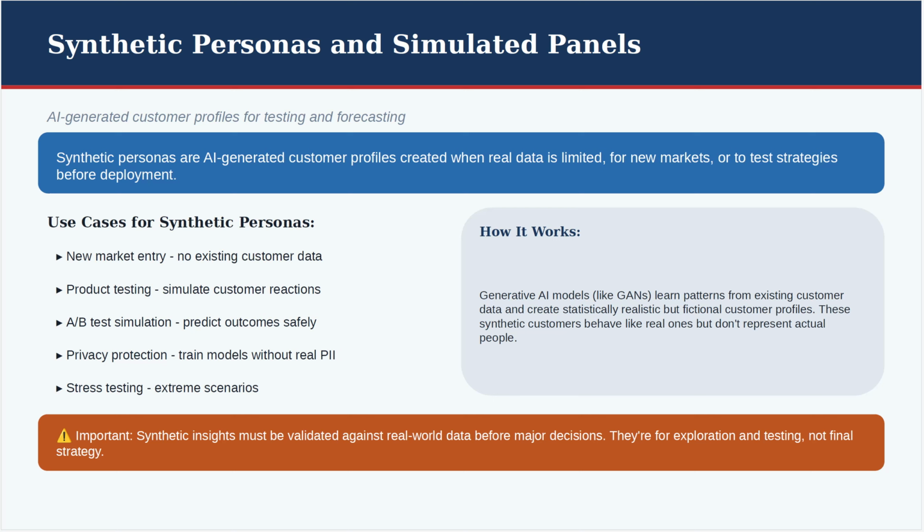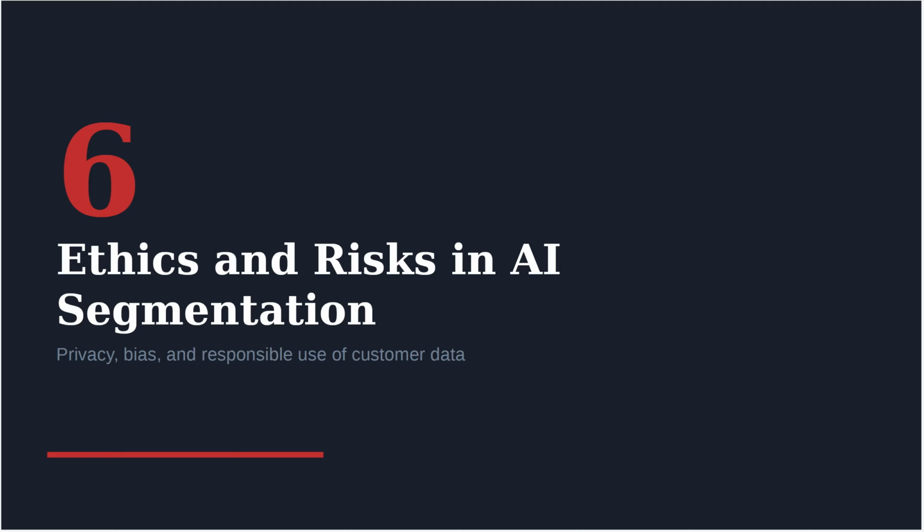So there are generative models like GANs, generative adversarial networks. They can create synthetic data. The generator creates fake data and the discriminator tries to spot fakes. They improve together. Okay. So the applications: testing marketing messages, simulating campaign outcomes, training models without privacy risk. So this is where synthetic personas are used.